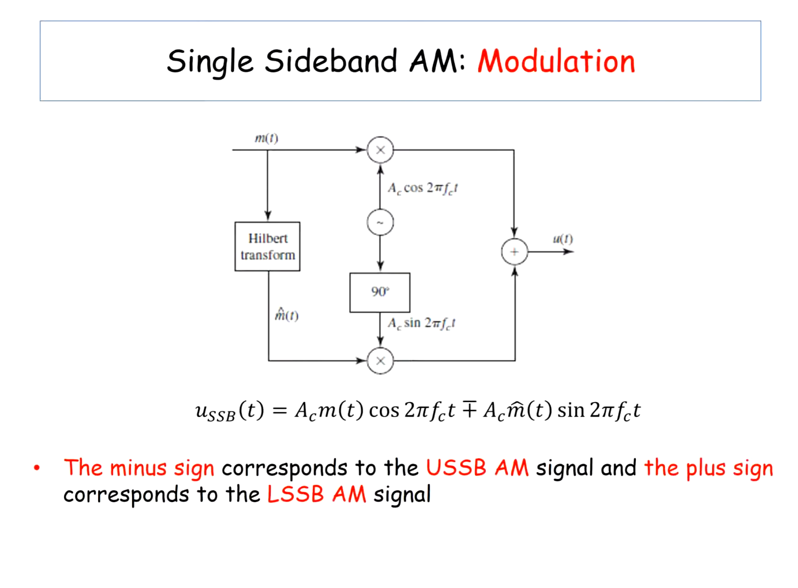The block diagram for the generation of the single sideband AM signal is shown. Mathematically, the generation of the signal is given in the equation. By the minus sign in the equation, the upper single sideband AM signal is generated. The plus sign corresponds to the lower single sideband AM signal.